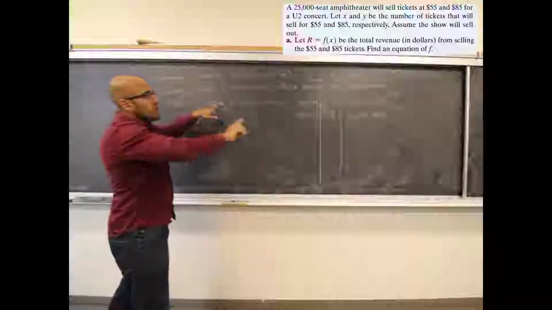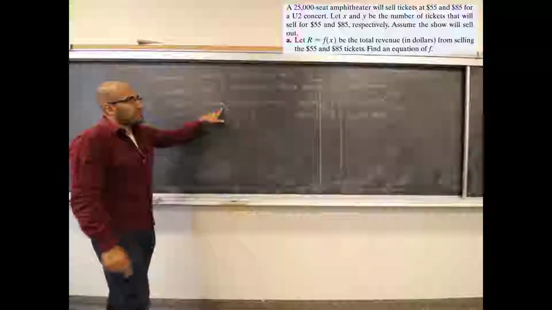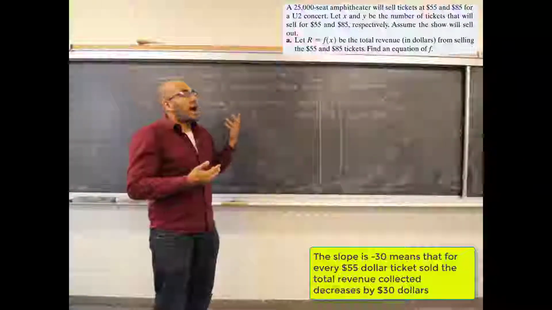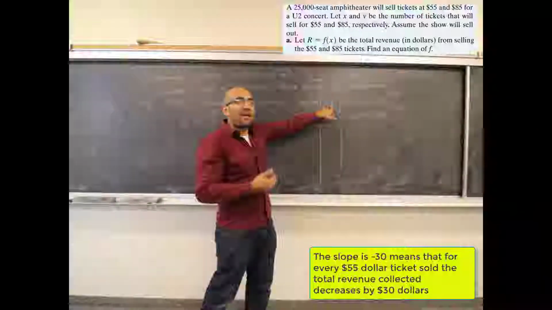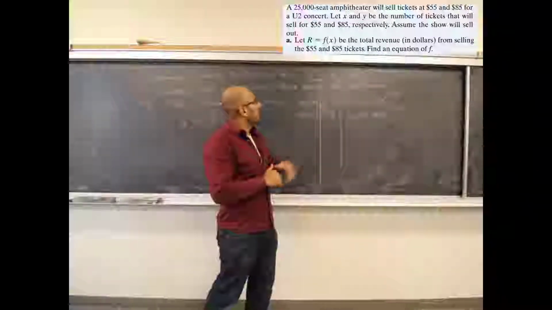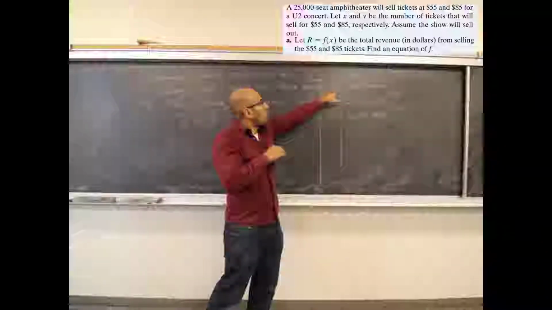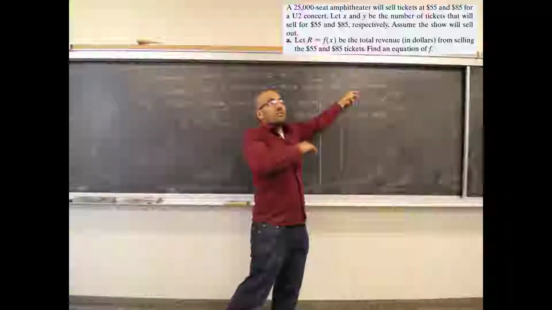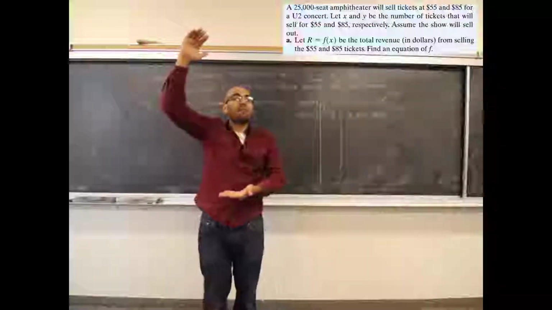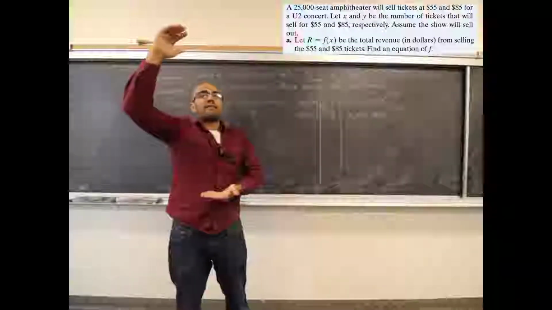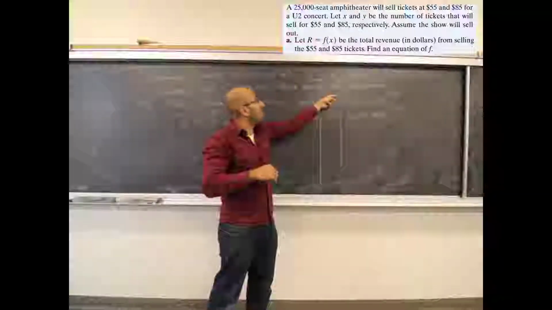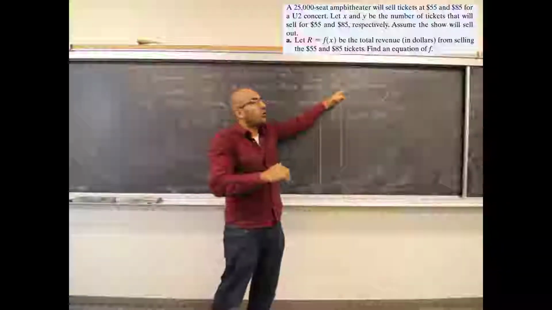For each additional ticket that you sell for $55, we lose $30 from the total revenue, right? Because you can think of it as an opportunity lost. We could have sold that ticket for $85, but we only sold it for $55. So we lost the opportunity of making that extra $30, right? And based on the way we set up our equation, when we have 0 here, this represents the most amount of money you can collect, right? That's when you sell all of them for the expensive amount. So we take the most you can possibly make, $2,125,000, and then for every ticket that we take away from the $85 pile and put over in the $55 pile, we're losing $30 from that total every time.